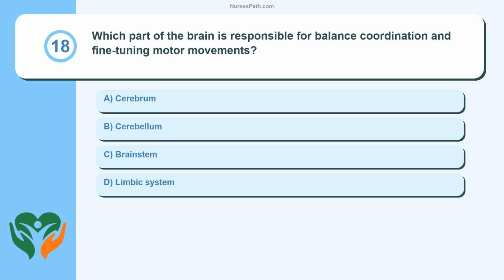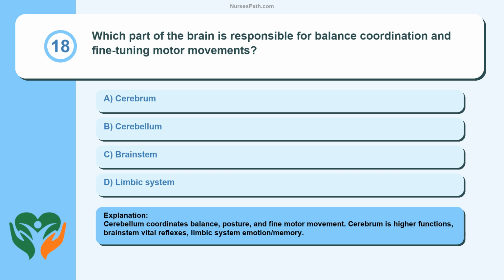Question 18. Which part of the brain is responsible for balance, coordination, and fine-tuning motor movements? Cerebrum, cerebellum, brainstem, limbic system. Cerebellum coordinates balance, posture, and fine motor movement. Cerebrum is higher functions, brainstem vital reflexes, limbic system emotion/memory.